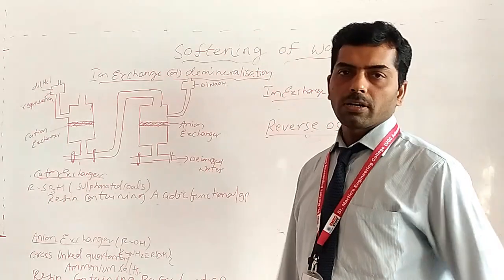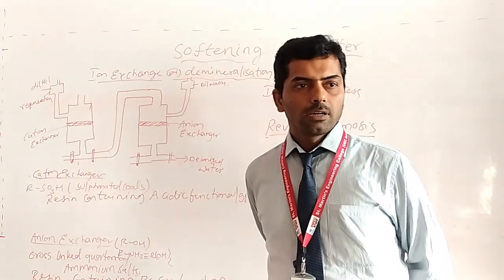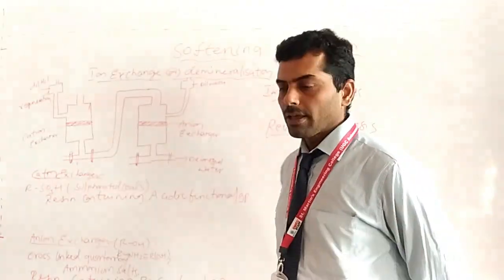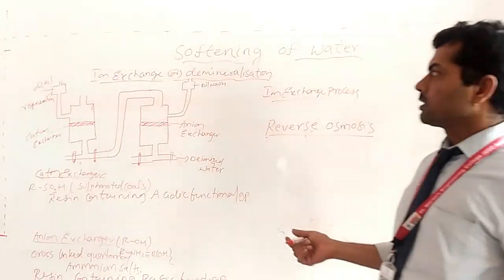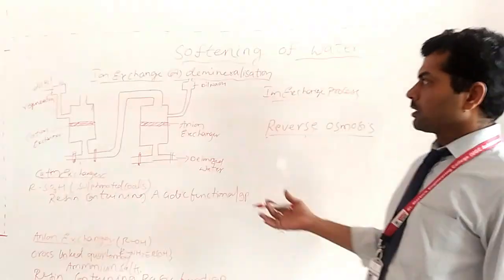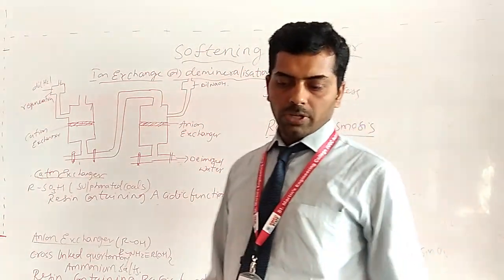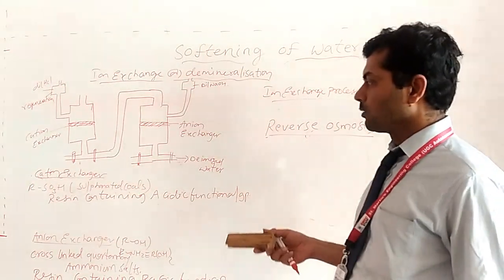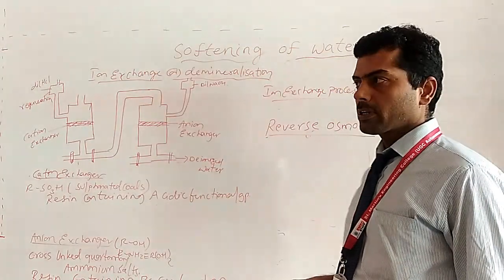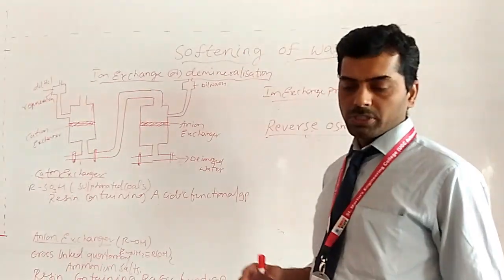So where the hard water containing all the impurities, suspended matter, and all other cations or anions can be filtered by this process of softening of water. In this softening process, we have two types of techniques, that is the ion exchange process or demineralization process, and reverse osmosis. So how can we use these techniques to purify the hard water and get soft water, which can be used for different industrial purposes and domestic activities?